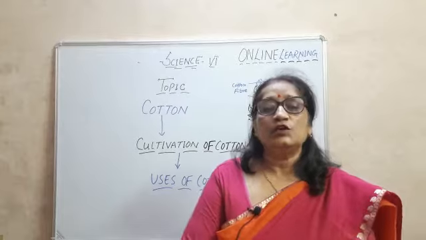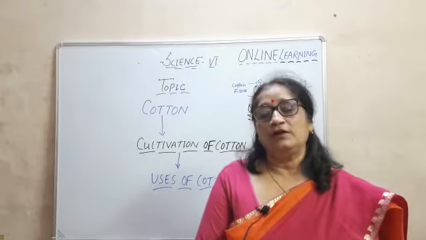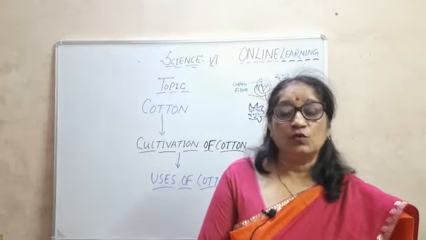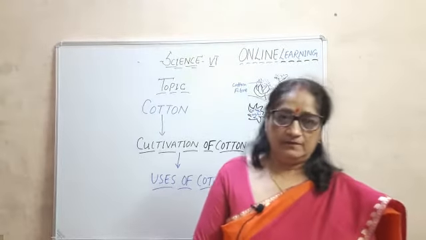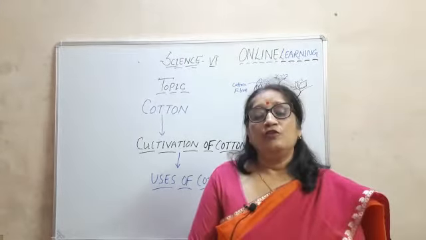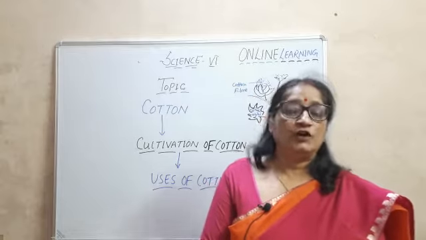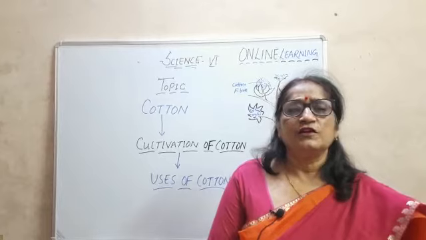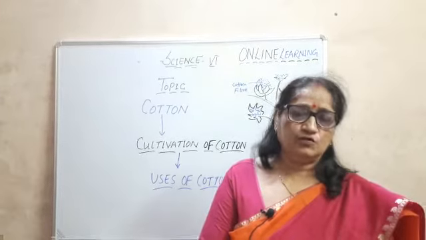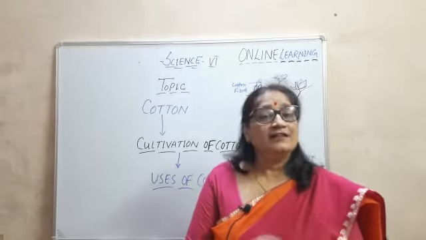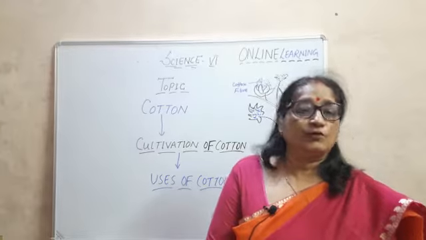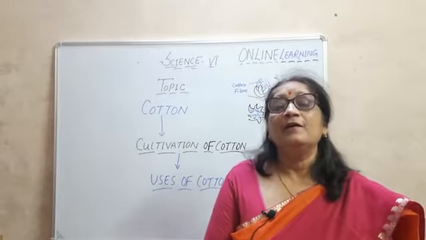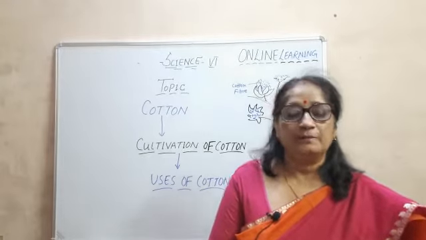Children, this word cotton is very common to you. Cotton means rui. This cotton is obtained from the fruit of the cotton plant. You know, this cotton is a soft, fibrous material. So when we get this fibrous material from the fruit of the cotton plant, we can say that this is the plant source of fiber.